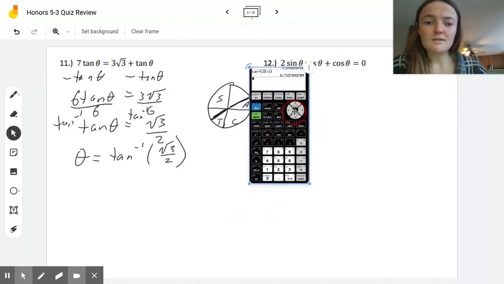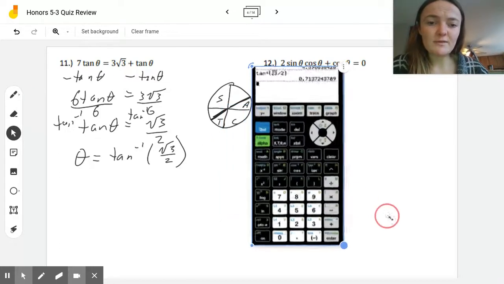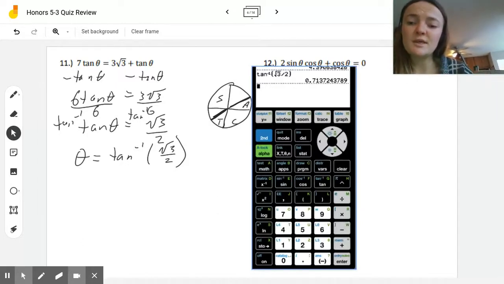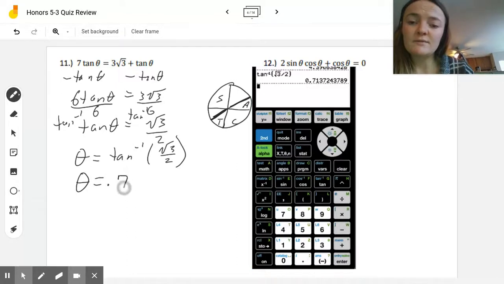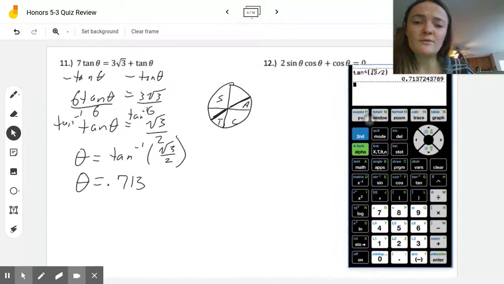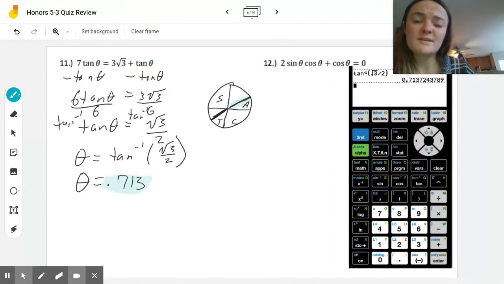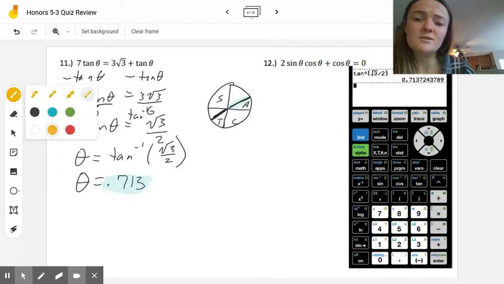All right, so we get what looks like 0.713. And so I know my first theta value is going to be 0.713. And so now I just need to find out what my other value is. So really, 0.713 is the blue angle here. 0.713 is the blue angle. What I'm looking for is what's the yellow angle.